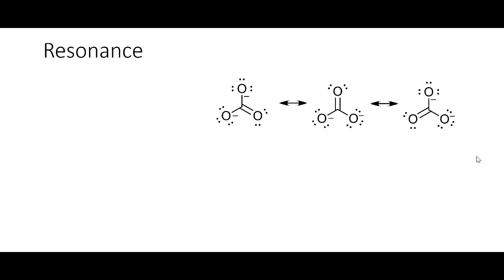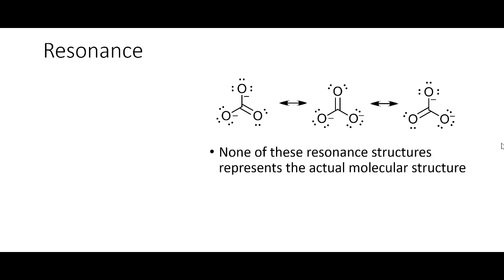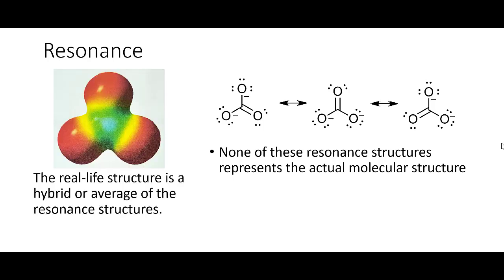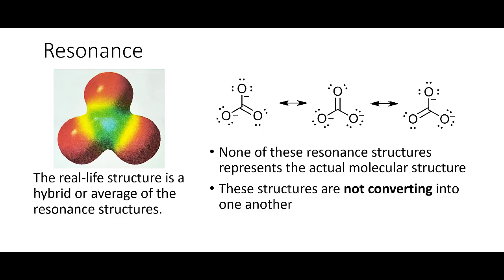Resonance arises when a molecule can be described by multiple Lewis structures, such as the case in this carbonate ion. But not a single one of these Lewis structures accurately represents what is actually happening in the carbonate ion. The real-life structure of a carbonate ion is actually an average of all three of these resonance structures, and all three of the carbon-oxygen bonds are identical. Remember, when you draw the various resonance structures, they are not converting into one another, but rather you mentally average all of the resonance structures in your head.